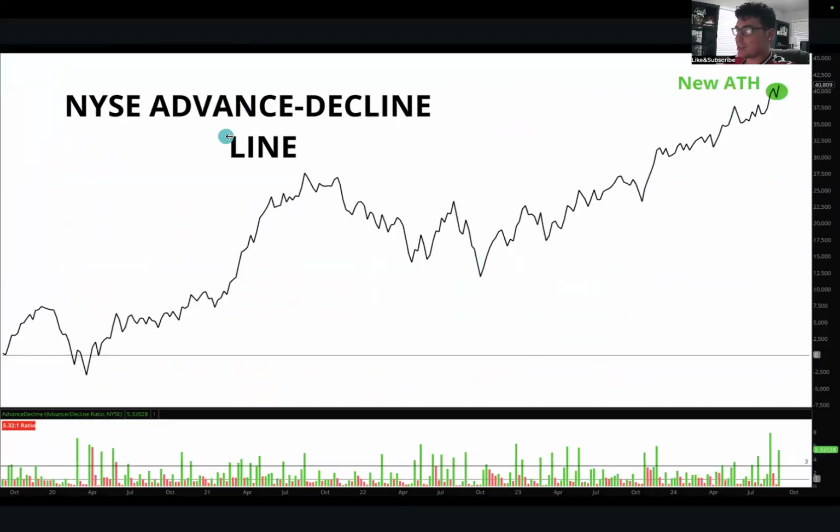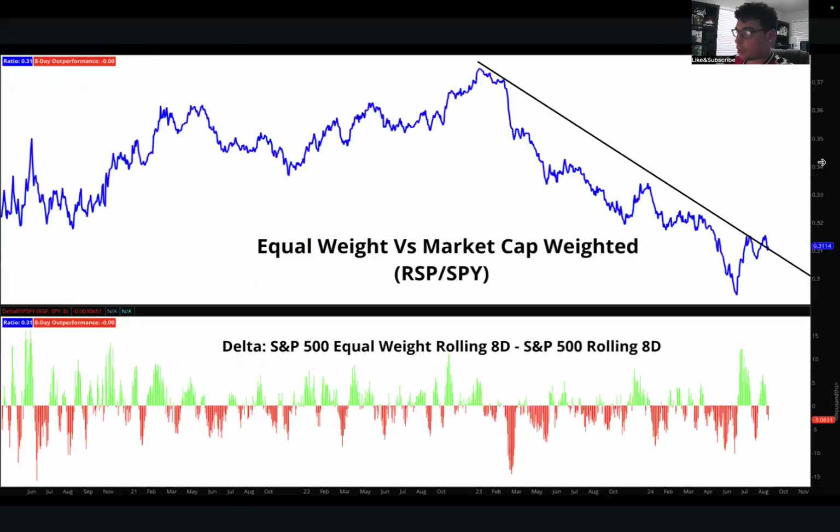We'll take a look at the advance decline line. This is the number of stocks advancing versus declining. And we see we're making new all-time highs again here after this week, which is one of the reasons it's been a little hard for me to short the market.